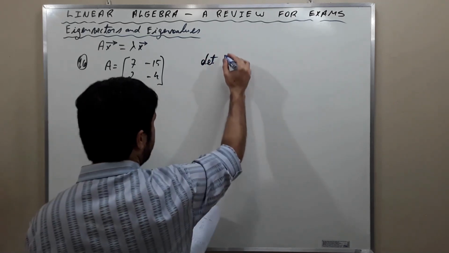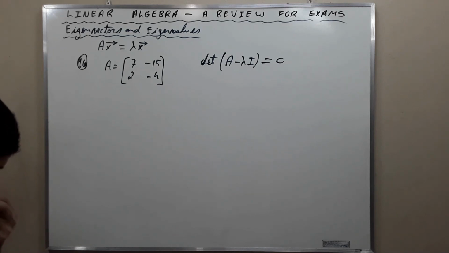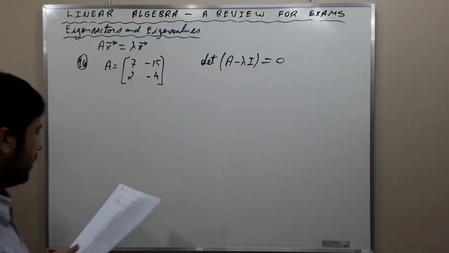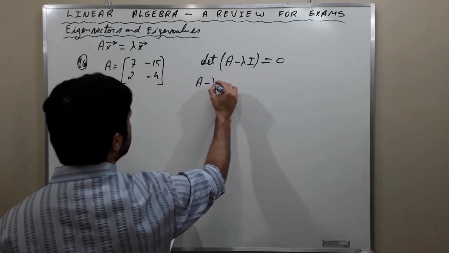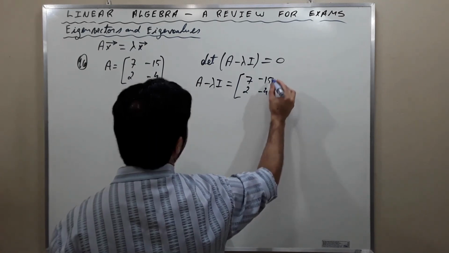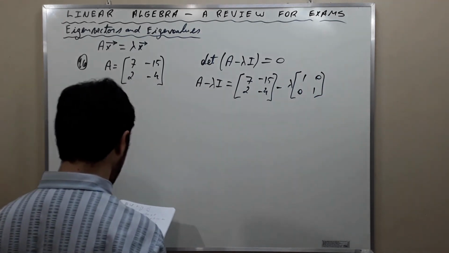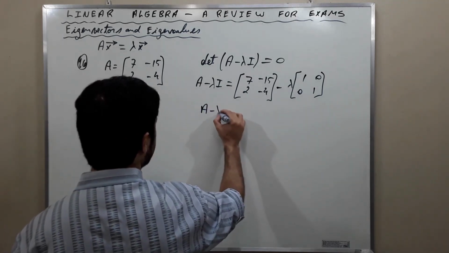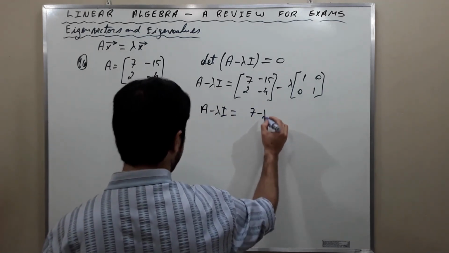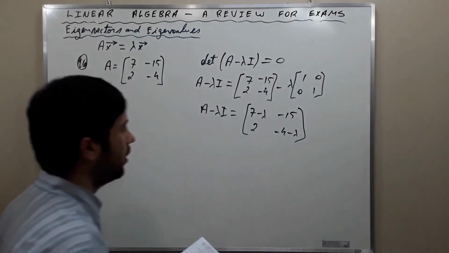The determinant of A minus lambda I has to be equal to 0. Okay, this is the expression that we use to calculate the eigenvalues of a matrix. First of all, let's calculate A minus lambda I, and this will be 7, 2, -15, -4, minus lambda multiplying the identity matrix, and we discover this matrix here, A minus lambda I equal to 7 minus lambda, 2, -15, -4 minus lambda. Okay, this is the matrix.